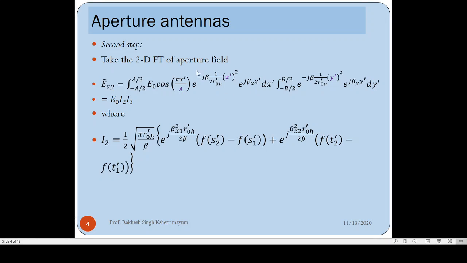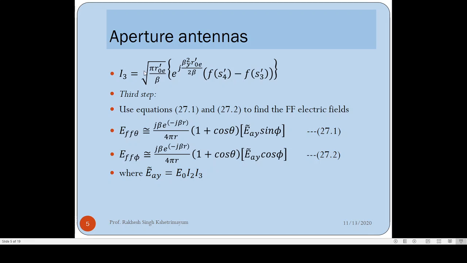Now, this part is totally dependent on x' and this part is totally dependent on y'. We can separate the integration and write this as E0, I2, I3. You can find I2 and I3 by integrating these expressions, and it is given as half square root of pi rho0' OH divided by beta, then the exponential of j beta x1 squared rho_H' divided by 2 beta, times f(s2') minus f(s1'), plus the exponential of j beta x2 squared rho_OH' divided by 2 beta, times f(t2') minus f(t1'). We have already defined what this f function is, and we have also defined what beta x1 is. So we can find I2 from this expression.